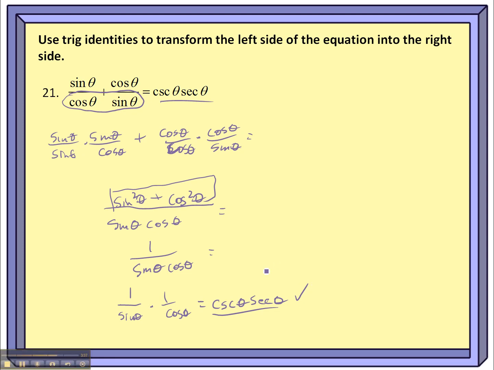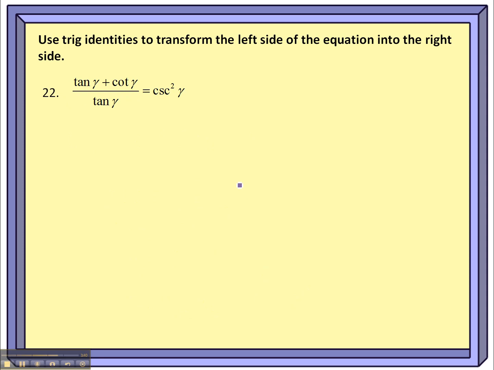Okay, got one more. I got tangent of gamma plus cotangent of gamma divided by tangent, trying to make that look like cosecant. So I'm just going to work over here on this side, and since this is a division problem, I'm just going to go ahead and divide this tangent into both of these to make that tangent gamma over tangent gamma plus cotangent over tangent. That is equal to 1 plus, and then cotangent over tangent.